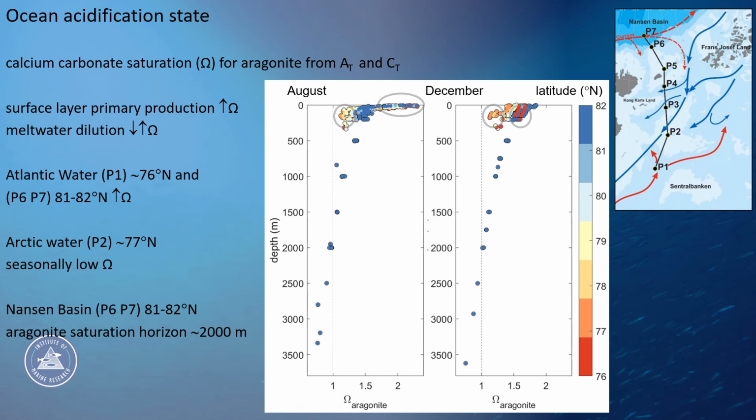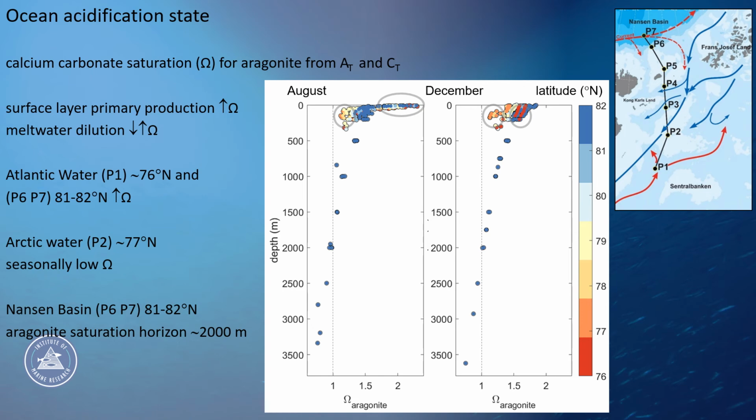From the distributions in alkalinity and dissolved inorganic carbon, we can determine the calcium carbonate saturation state for aragonite, and we use this as an indicator of the state of ocean acidification. So these plots show the distribution of the aragonite saturation state in the full water column, in August on the left and December on the right. You can see the impacts of the primary production and meltwater dilution that yields high saturation states in the upper part of the water column.